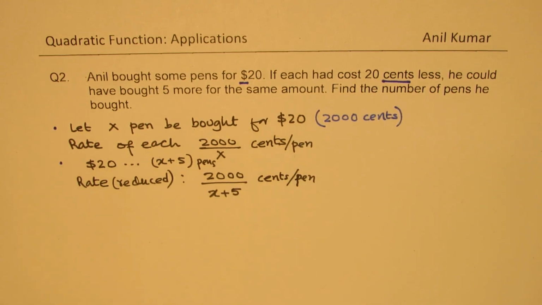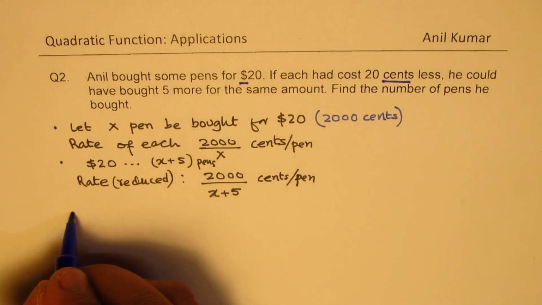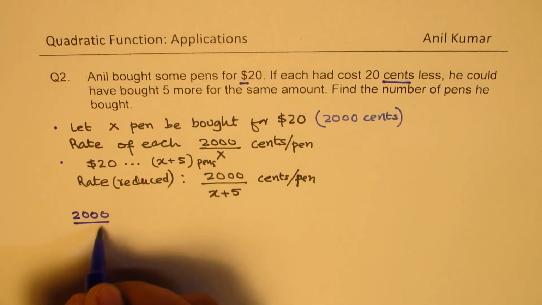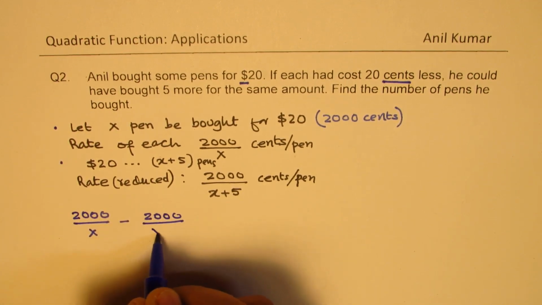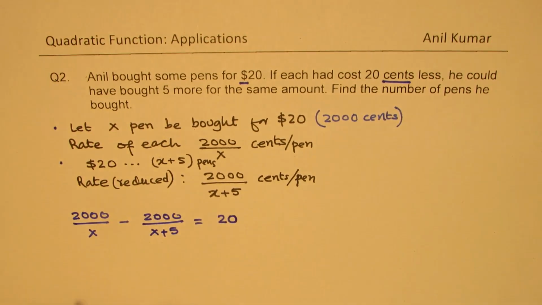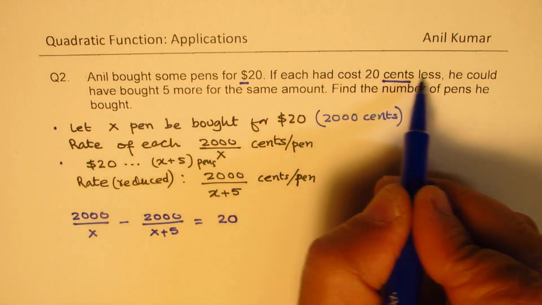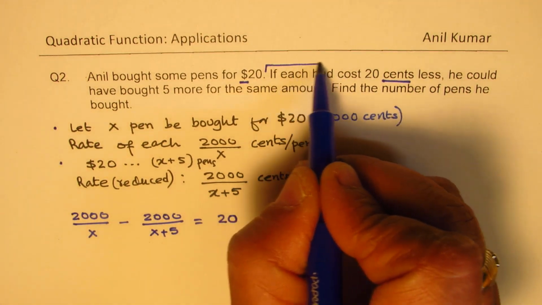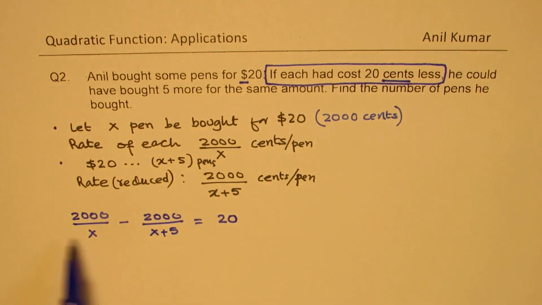So from that, we get our equation, which is 2000 over x minus 2000 over x plus 5 is equal to 20 cents. Okay? So that is what we get from if each had cost 20 cents less. So this equation, does it make sense to you? It is a similar equation to the one we got in the first question.